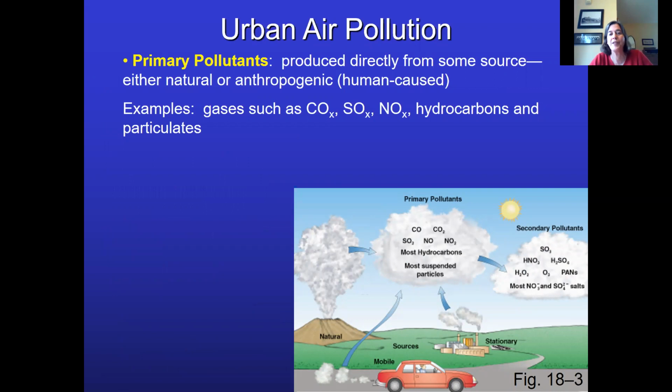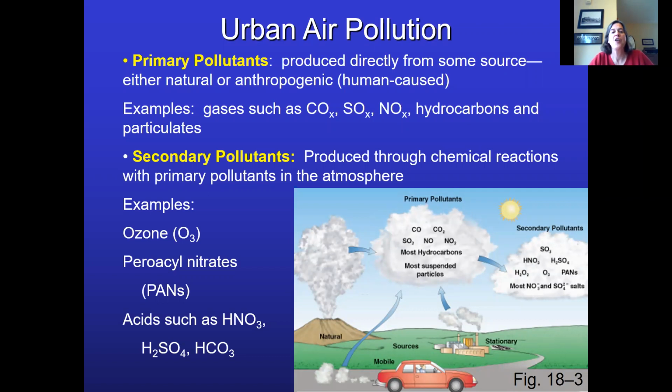Primary pollutants are things like carbon oxides, sulfur oxides, and nitrogen oxides. The little x stands for any integer. So for carbon, it'd be carbon monoxide, carbon dioxide. For sulfur, there's SO2, SO3, and for nitrogen, NO2, NO3. All right, the other things that count as primary pollutants are hydrocarbons and particulates.